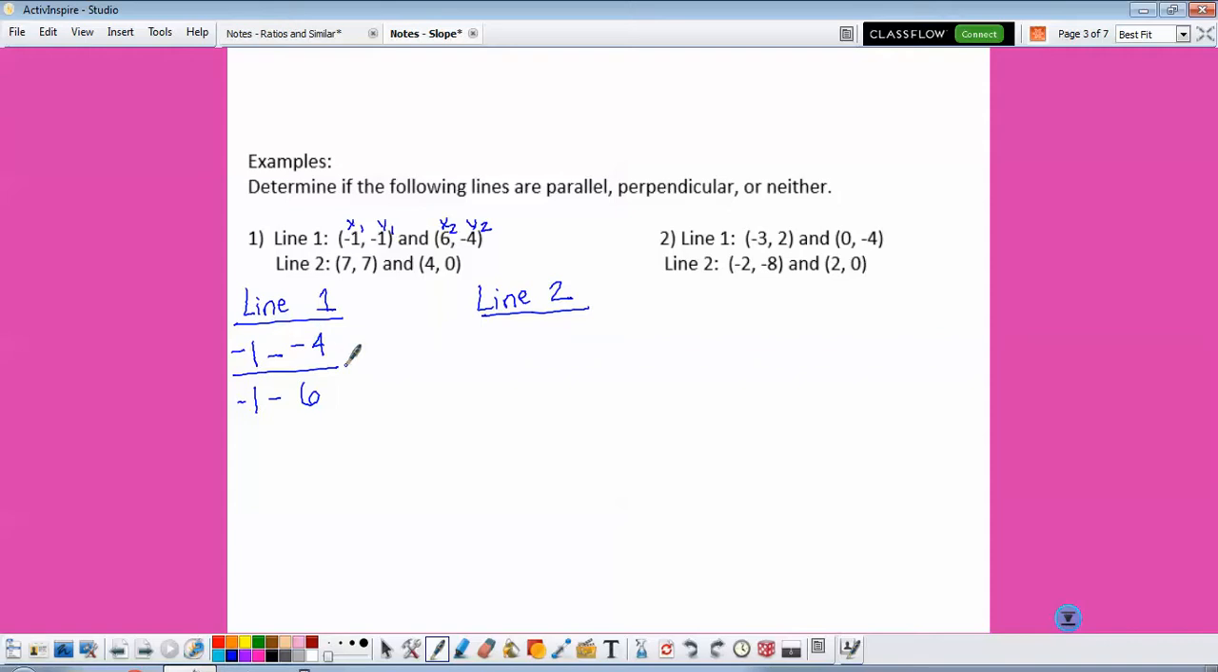-1 minus -4 will give us +3 because minus a negative changed to positive. And -1 minus 6 is -7. For line 2, we're going to have 7 minus 0 over 7 minus 4, which gives us +7 over 3. One's negative, one's positive, so they're opposites. They're also reciprocals, so the lines are perpendicular.